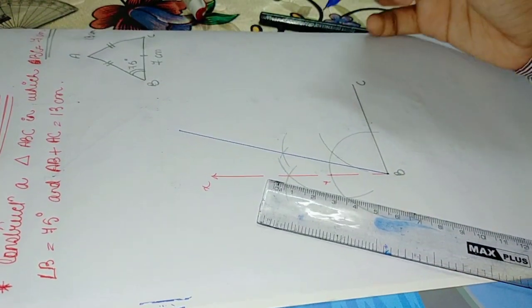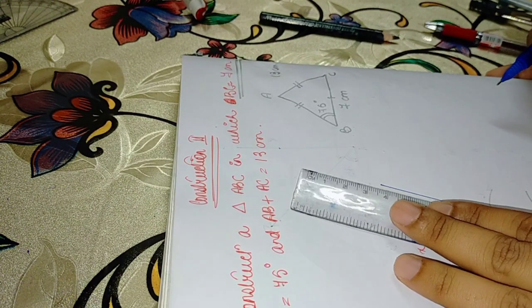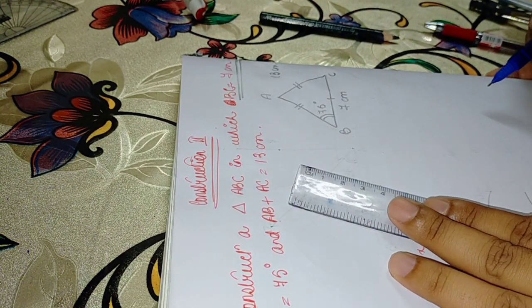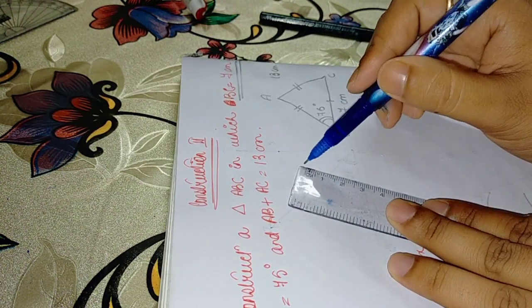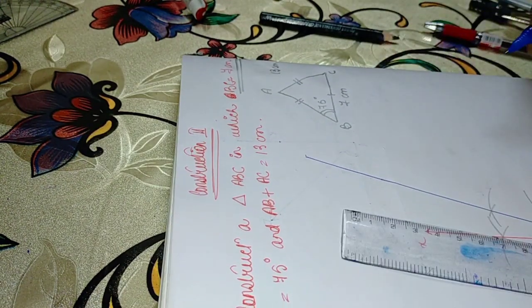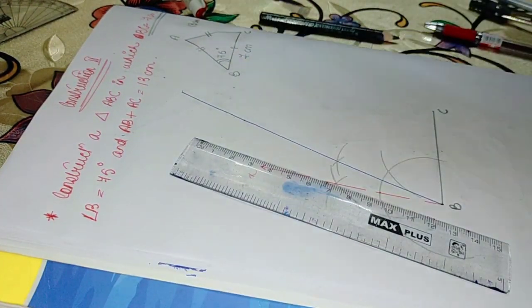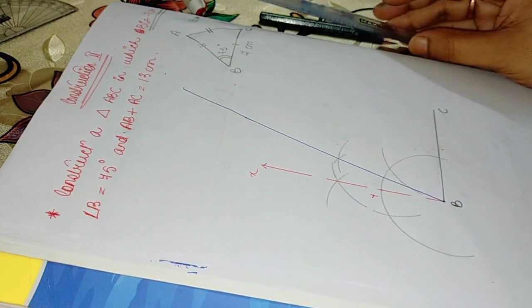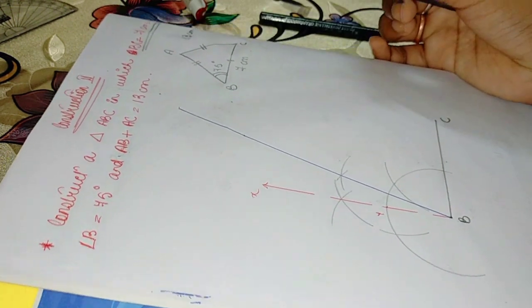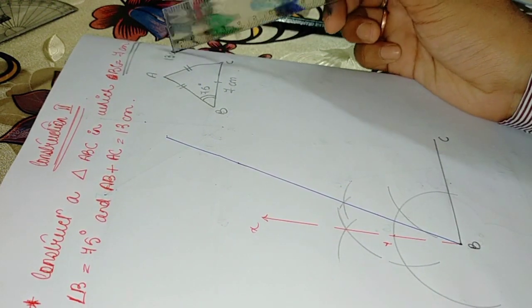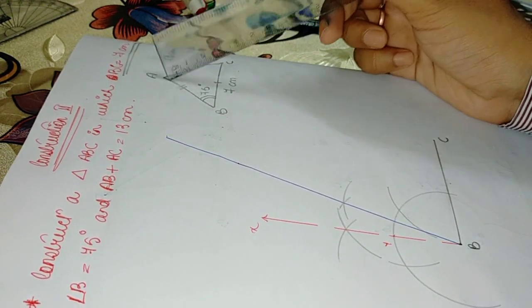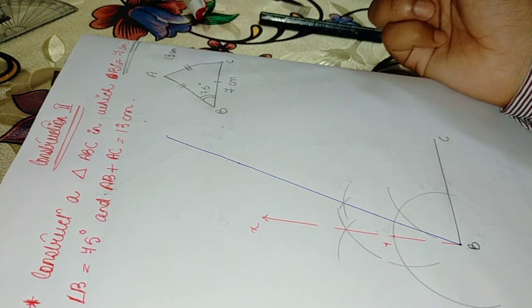I'll try to draw and extend it. Okay, I have extended it. Now what is my next target? My next target is I want 13 centimeter. That means the sum total of both the sides should be 13 centimeter.